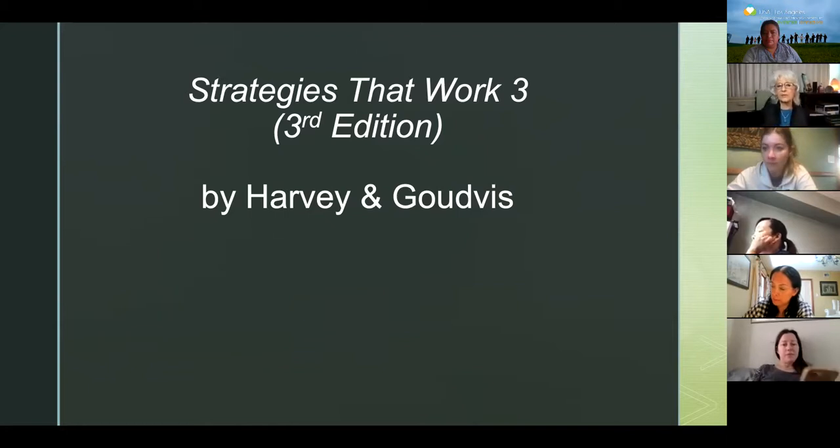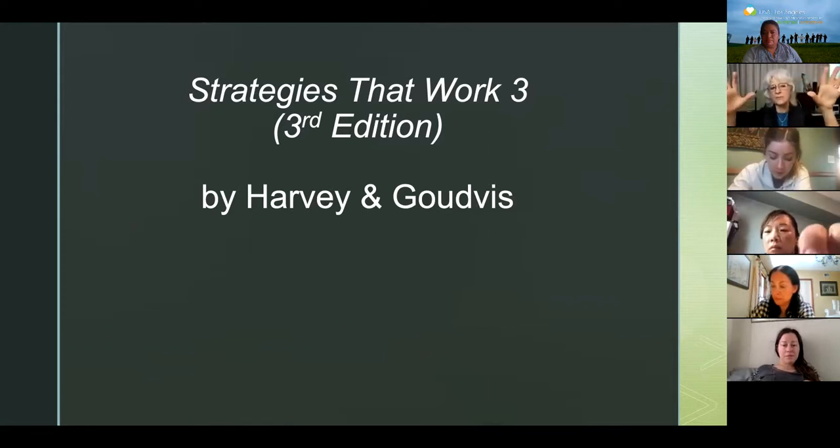Strategies That Work 3 just means the third edition. Harvey and Goudvis wrote this. It's huge. It's a tome. It's just a reference book. And there are more comprehension ideas in there than you could do in a lifetime.